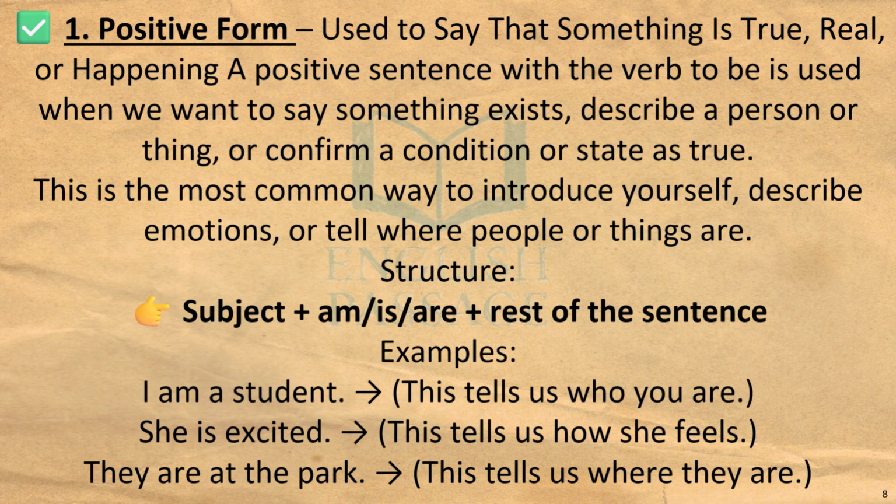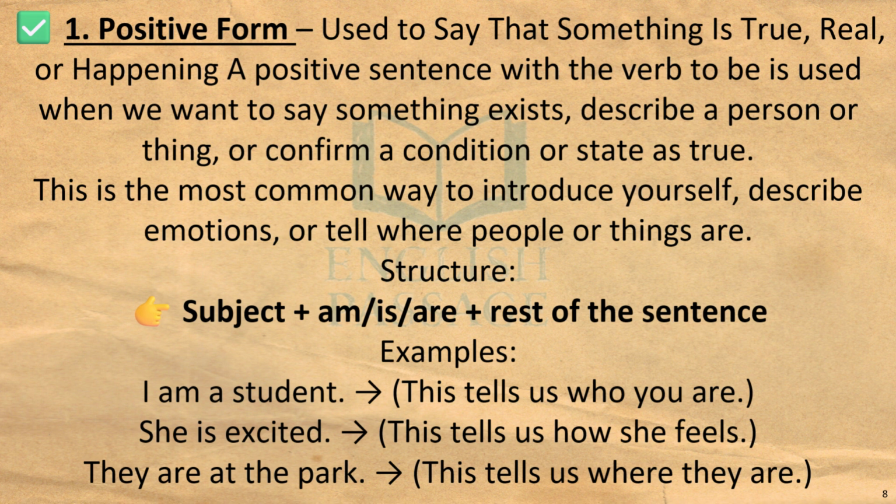1. Positive form, used to say that something is true, real, or happening. A positive sentence with the verb to be is used when we want to say something exists, describe a person or thing, or confirm a condition or state as true. This is the most common way to introduce yourself, describe emotions, or tell where people or things are.